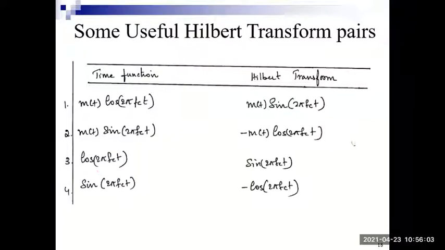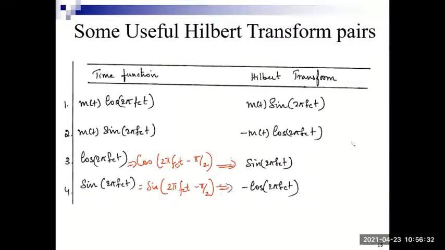These two we had already discussed yesterday. Cos 2 pi fct, the Hilbert transform would be what? Cos 2 pi fct minus pi by 2. And that would be sin 2 pi fct. Similarly, for sin 2 pi fct, the Hilbert transform would be sin 2 pi fct minus pi by 2, which will give you minus cos 2 pi fct.